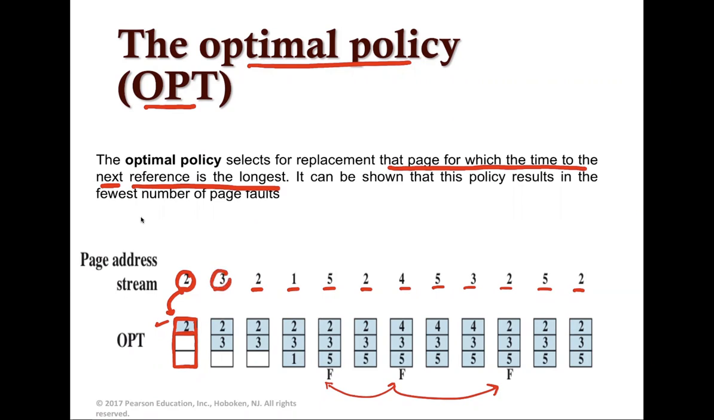Now we would like to provide access to page number 3. Page number 3 can easily be added, so far we still don't have a page fault. And then we reference 2. Reference 2 is in memory, so that's good, no page fault. Now 1 is a new page, so I will add it to the empty location.